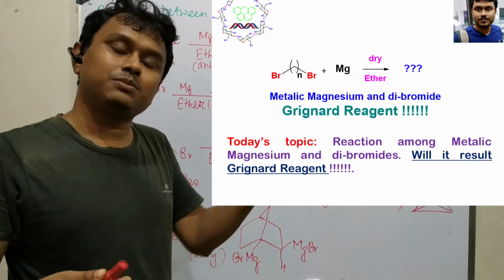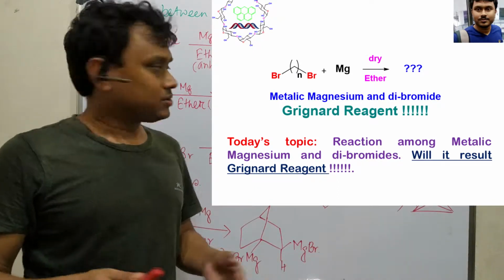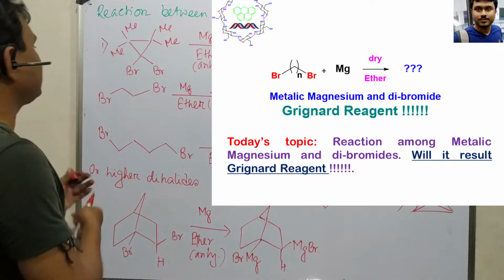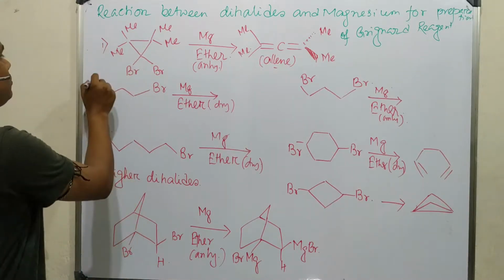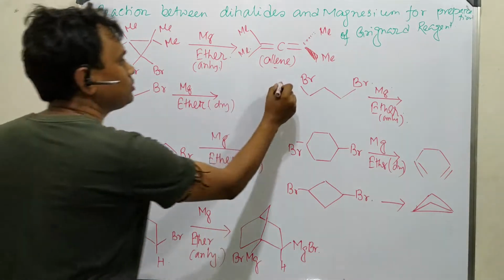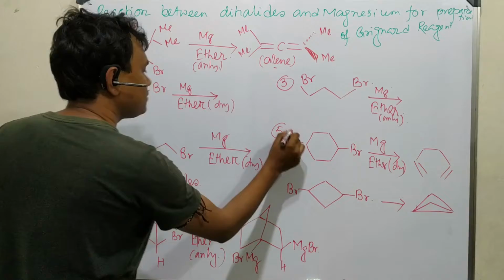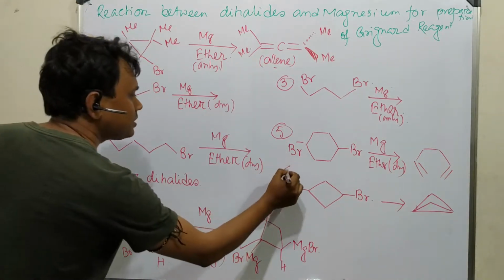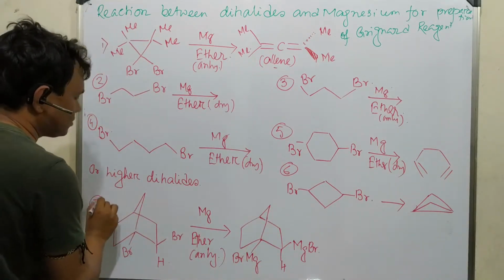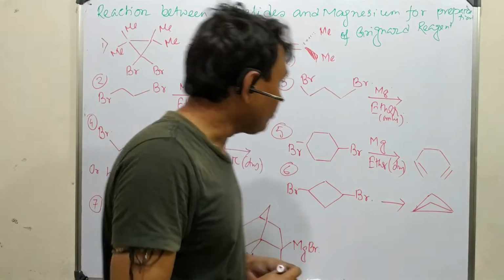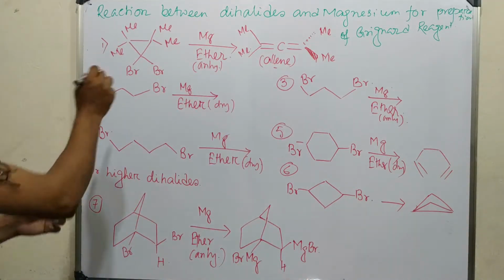We have previously discussed mono; this is a di-Grignard. So let's discuss this problem. Today we are going to discuss these 1, 2, 3, 4, 5, 6 and 7 problems. Okay, so let's start. You can see the first example.